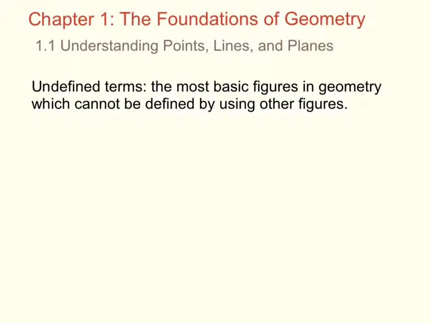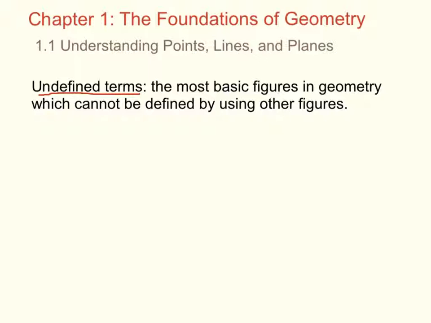We're going to start with our first vocab word, undefined terms. Undefined terms are the most basic figures in geometry. They cannot be defined by using other figures. So here's what that means. For example, if you would say triangle, you all know a triangle is a three-sided polygon. Well, a triangle can actually be defined by using 3 points and 3 segments. So you can actually say a triangle is connecting 3 segments, etc., etc.